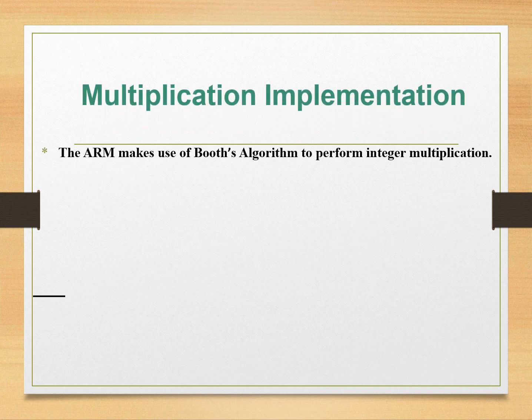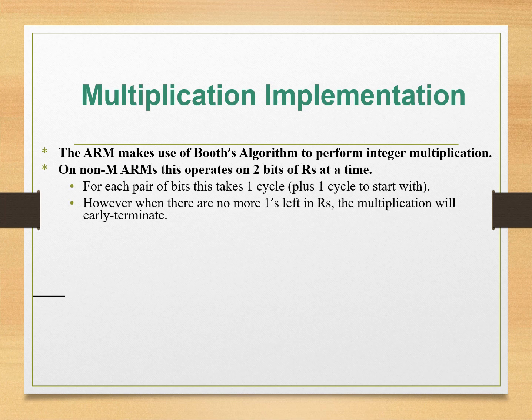Okay, in the multiplication implementation, the ARM makes use of the Booth algorithm to perform integer multiplication. What do we mean by the Booth algorithm? On the non-M ARM, this operates on 2 bits of RS at a time. Only 2 bits of RS at a time. For each pair of bits, it takes one cycle, plus one cycle to start with.